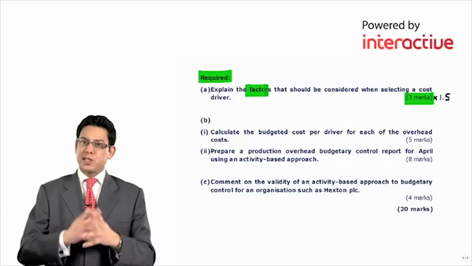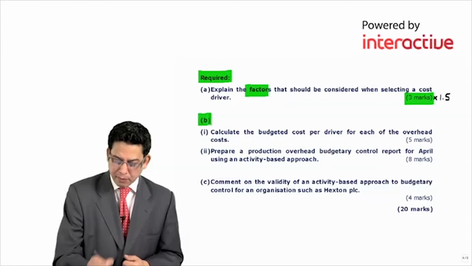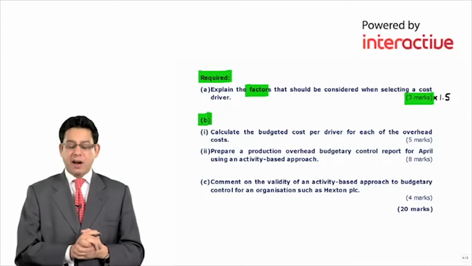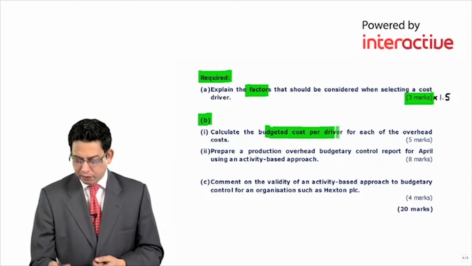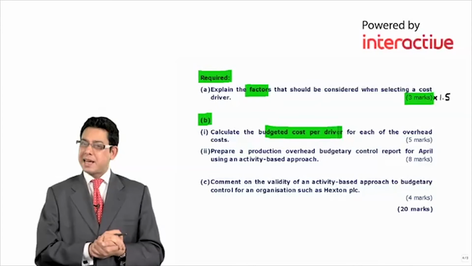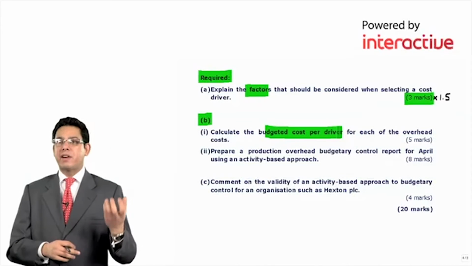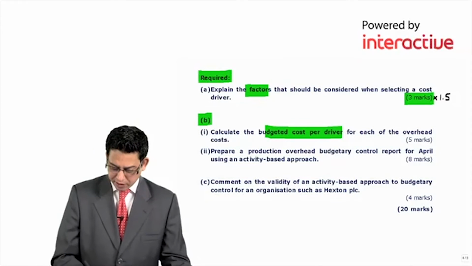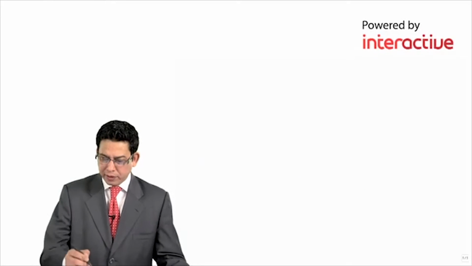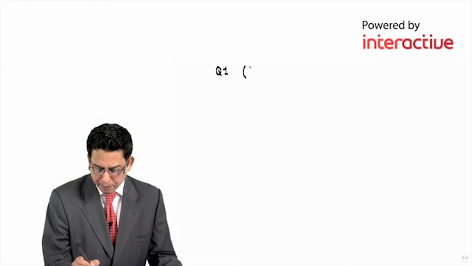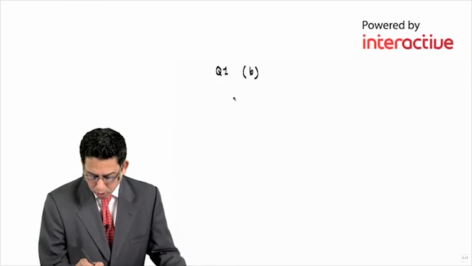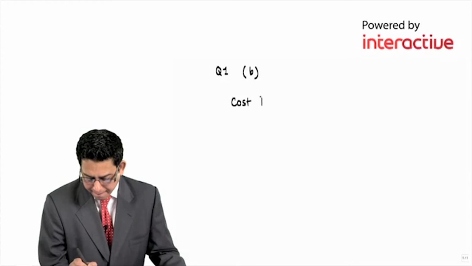Once we have sorted this out, we are looking at requirement B for 5 marks. Calculate the budgeted cost per driver for each of the overhead costs. Now, how do we develop the cost drivers? The formula is very straightforward. All we need to consider is question 1, requirement B, cost driver rate.